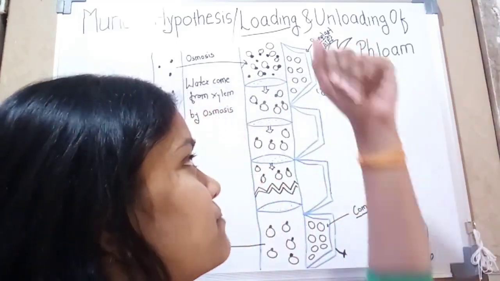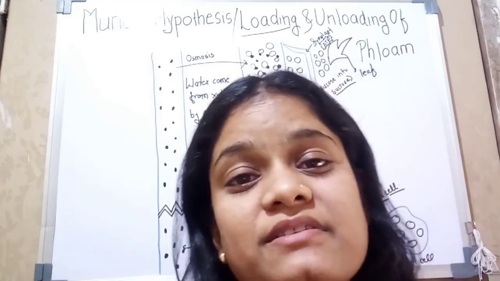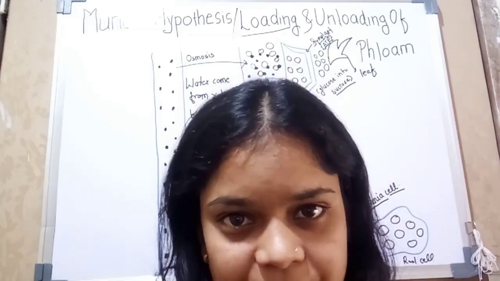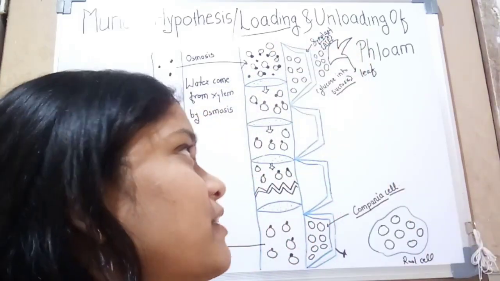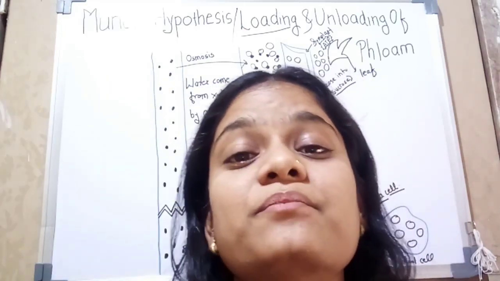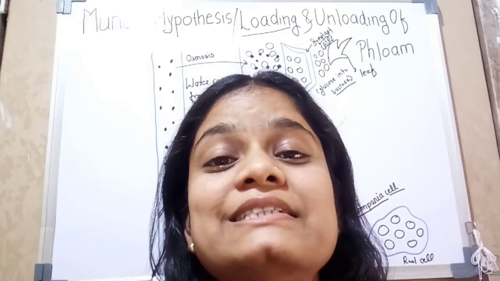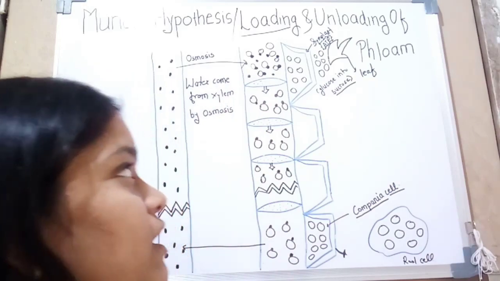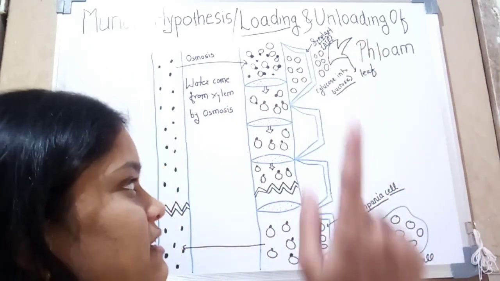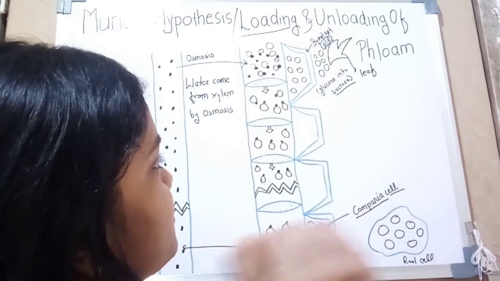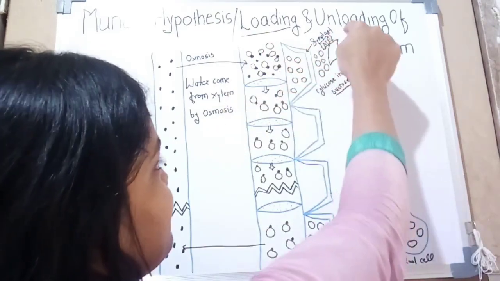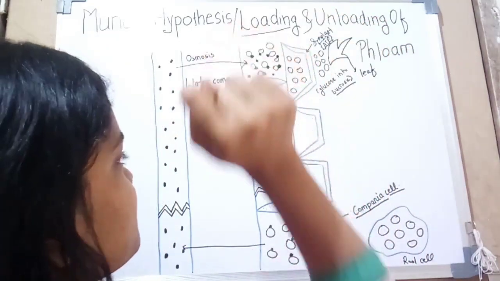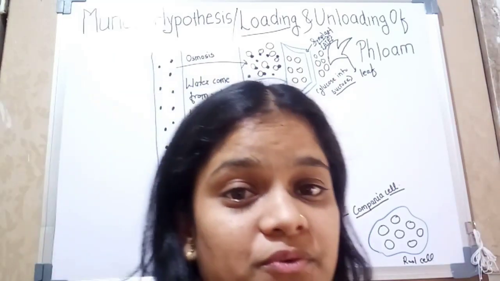So what is the symplast pathway? The symplast pathway is nothing but the movement of molecules from cell to cell through plasmodesmata. And the apoplast pathway is the movement of molecules from cell to cell through the cell wall, inside the cell wall. Both pathways are present here for the sucrose to enter inside the sieve tube, and for that entry they require energy.